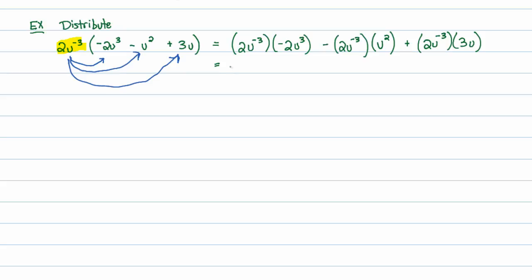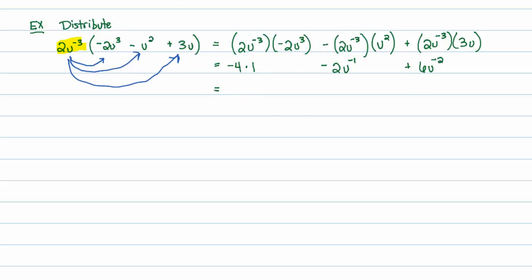2 times the negative 2 gives me a negative 4. U to the negative third times u to the positive third becomes u to the 0, or in other words, 1. Well, I'm not going to write it, well, maybe I will just to show you that that turns into a 1. Minus, well, just 2, because 2 times the coefficient of 1 is just 2. U to the negative third times u squared is going to be u to the negative 1 plus 6. U to the negative third times u is u to the negative 2.